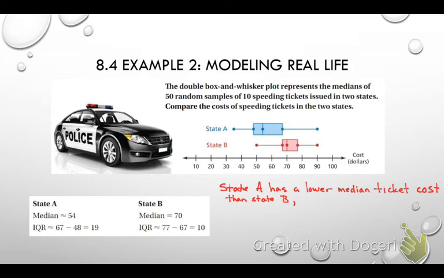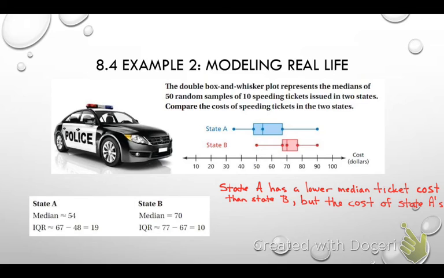But how does their variability differ? Which state has the greater range or variability of ticket cost? Look at the IQRs. I already gave it to you. State A has a bigger range of values. So there's my comparisons. It says compare the cost of speeding tickets. That's all I had to do. I just had to compare them. Tell me which one has the higher ticket averages.